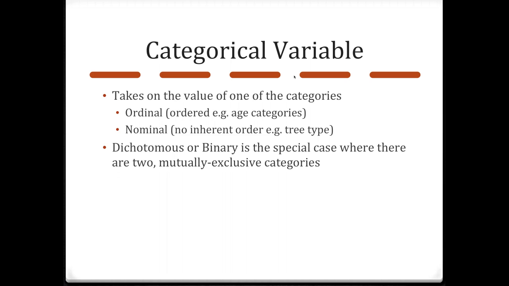A nominal categorical variable has no inherent order to it. For example, there are two types of trees, deciduous and coniferous. There's no natural order to these categories.